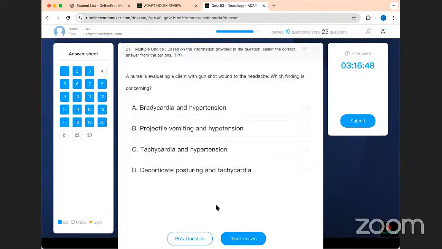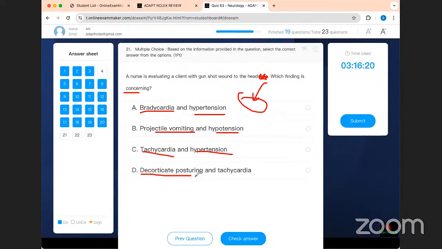And this is evaluating a client with a gunshot wound to their head. Okay, this is a gunshot wound to the head. Which finding is concerning? This is the patient. He gets shot in the head. Now he has bradycardia, hypertension. He has projectile vomiting, hypotension. He has tachycardia, hypertension. He has decorticate posturing and tachycardia.